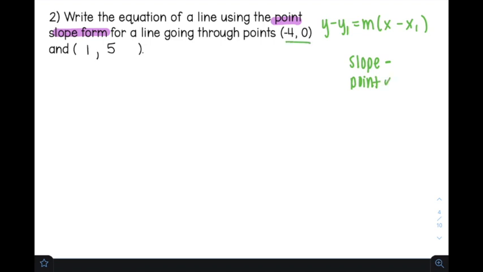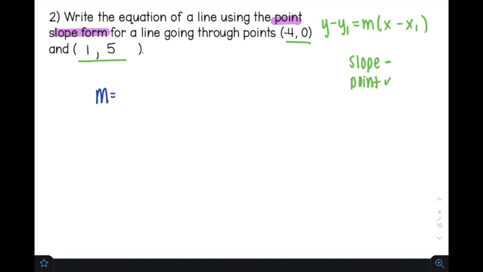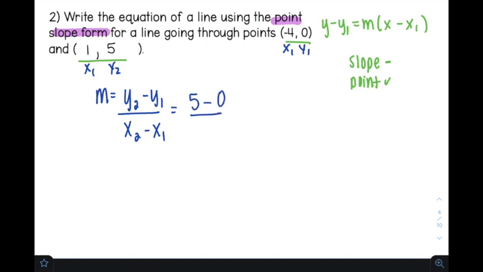So I have (-4, 0) and (1, 5). I want to find my slope using my slope formula, y2 minus y1 over x2 minus x1. If you need to label it, do it. It helps. So 5 minus 0 over 1 minus negative 4. Then I have 5 over 5, because this turns into a plus, equals 1. So my slope is just 1.